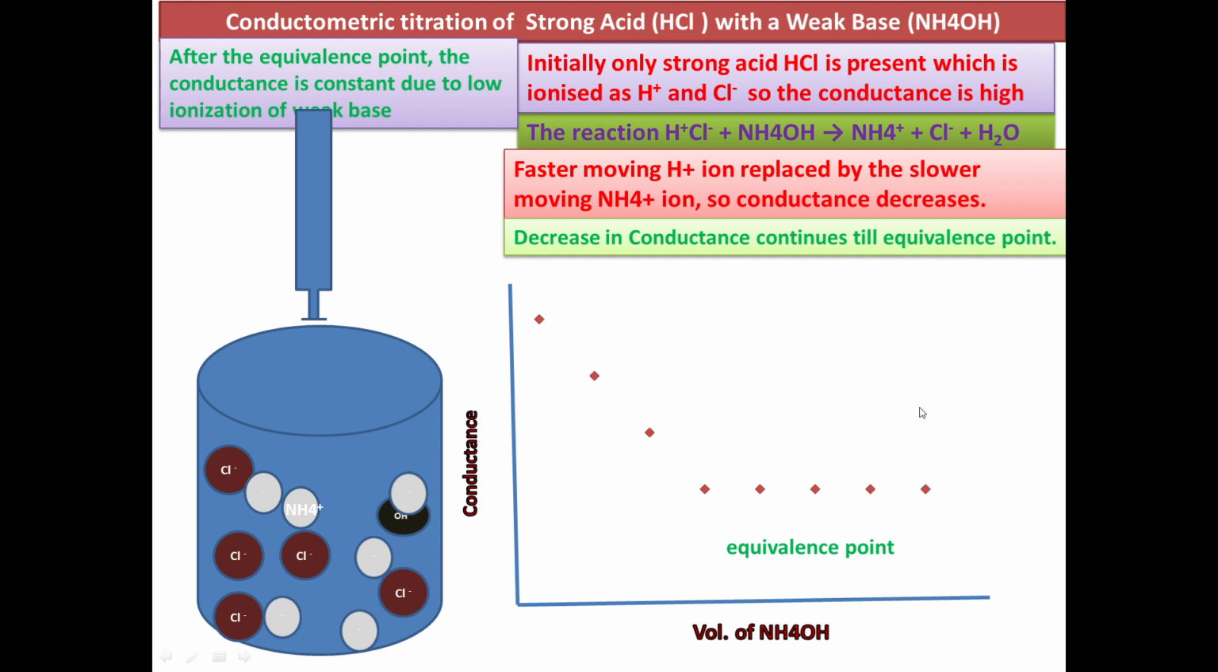So conductance is constant. Now if you draw two lines, then the intersection of the two lines gives the equivalence point of the reaction. So the conductometric graph shows conductance first decreasing and then staying constant in the case of conductometric titration of strong acid with a weak base.